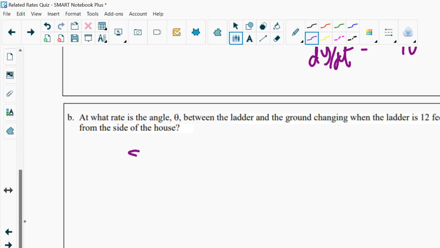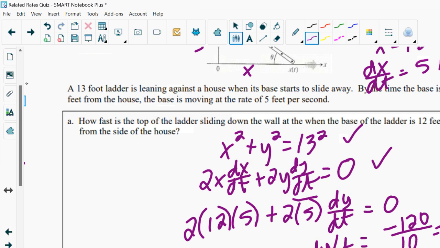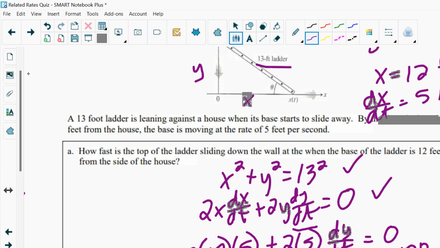I did sine, so I said sine of theta, the angle between the ladder and the ground, that's right here. So sine would be y over 13.